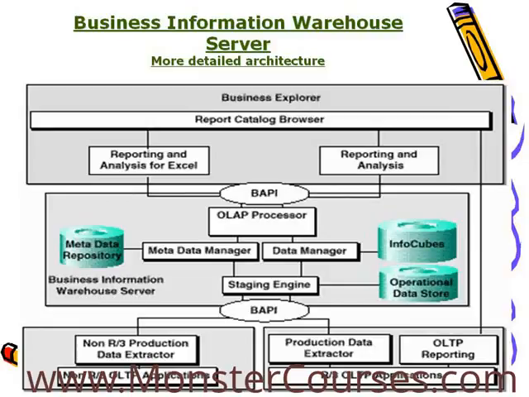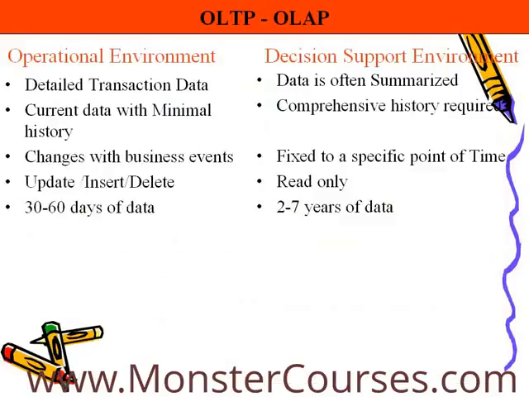Generally our BW system we call an OLAP system, but the SAP R3 system we call an OLTP system, online transactional processing, day-to-day transactions. Look at this. This is an operational environment. This will be the decision support environment. Here the detailed transaction data will be there, but here the data is often summarized.